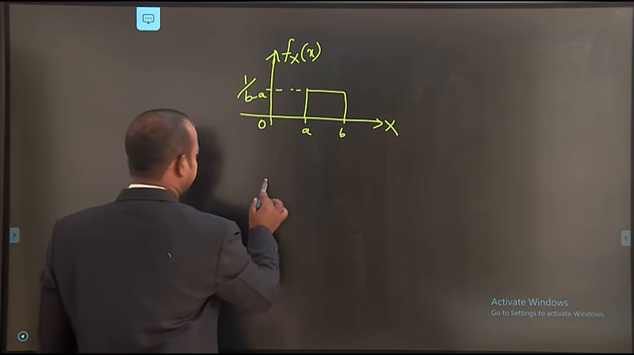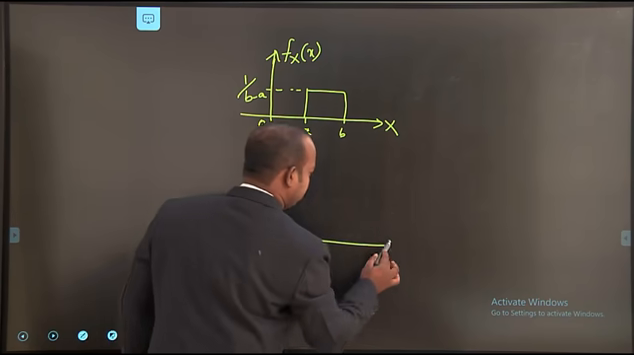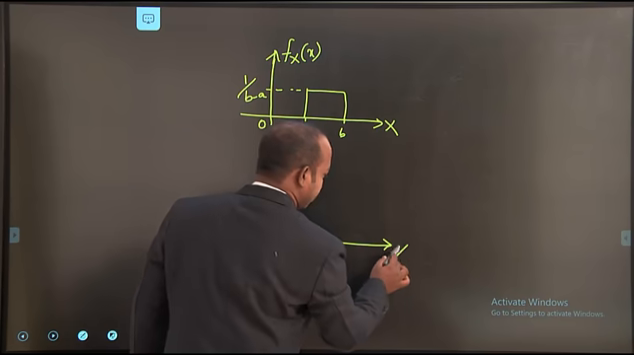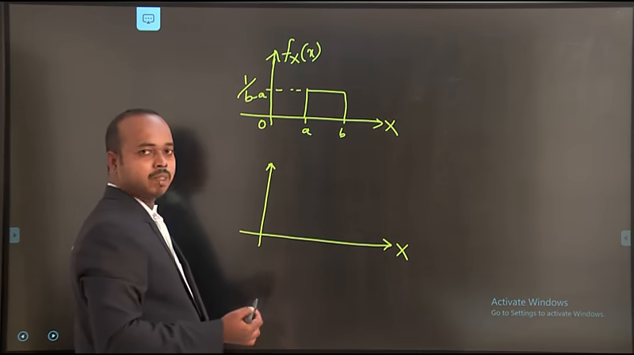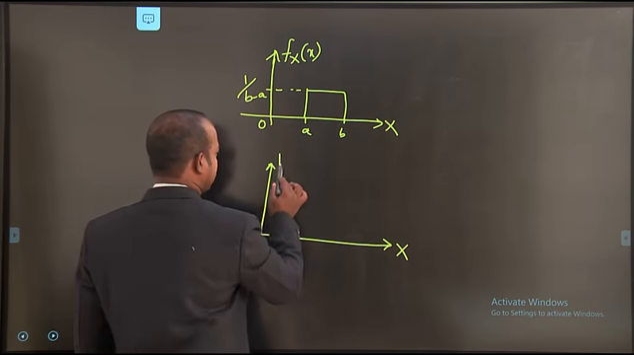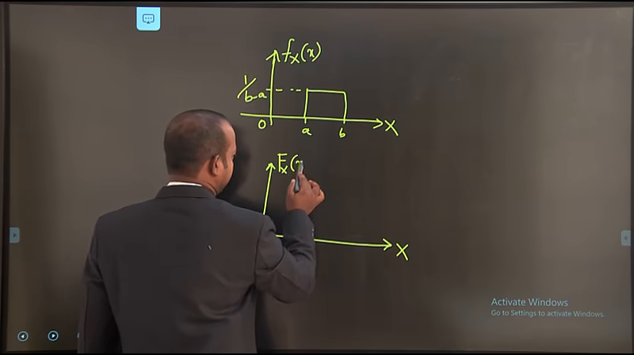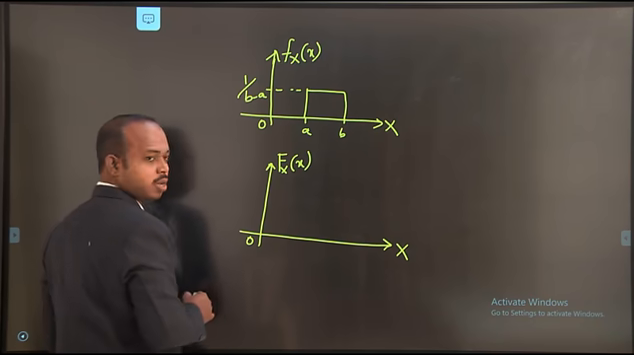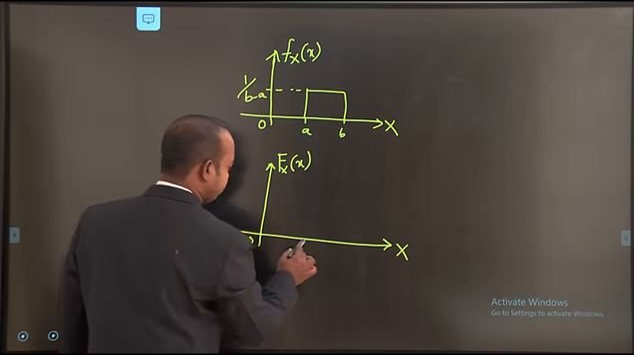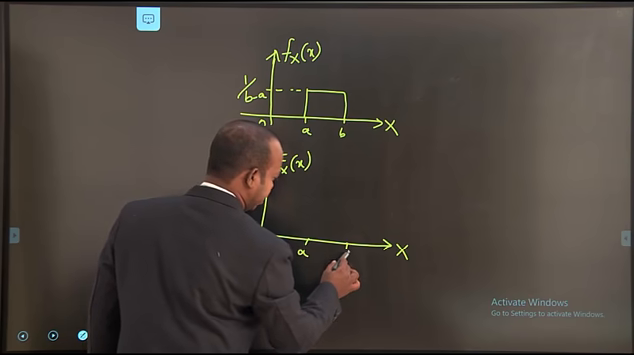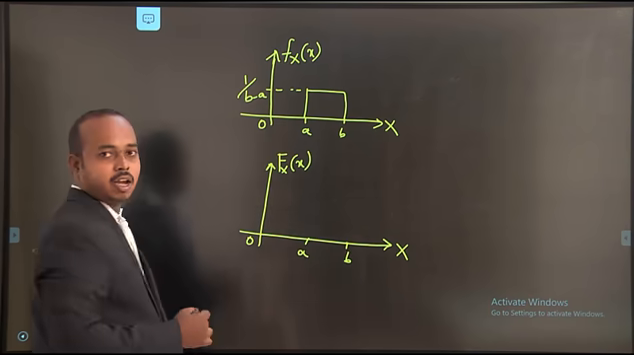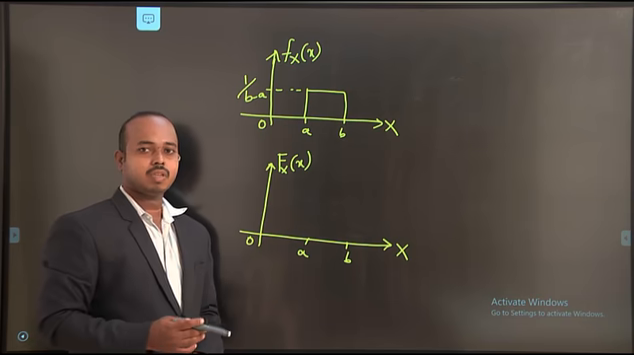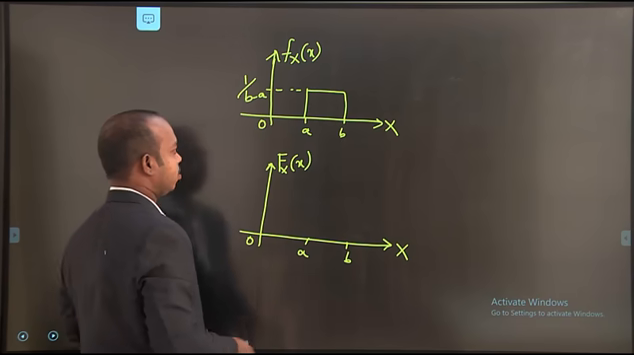Now we are representing the uniform distribution function. On the horizontal axis we take the random variable x. On the vertical axis we take the distribution function F_X(x), with 0 and the real constants a and b. What are the magnitudes we are having for the distribution function?